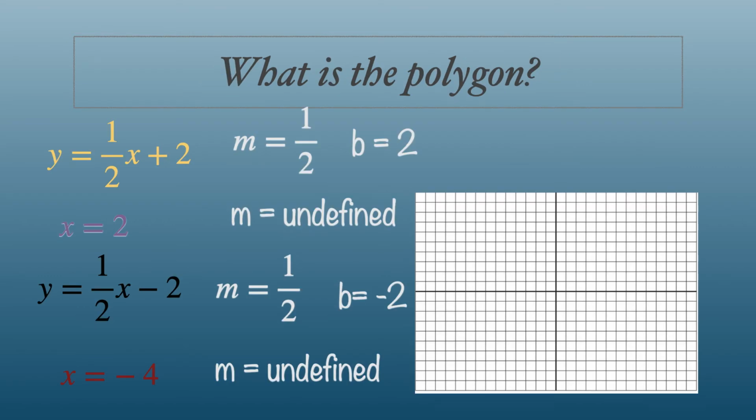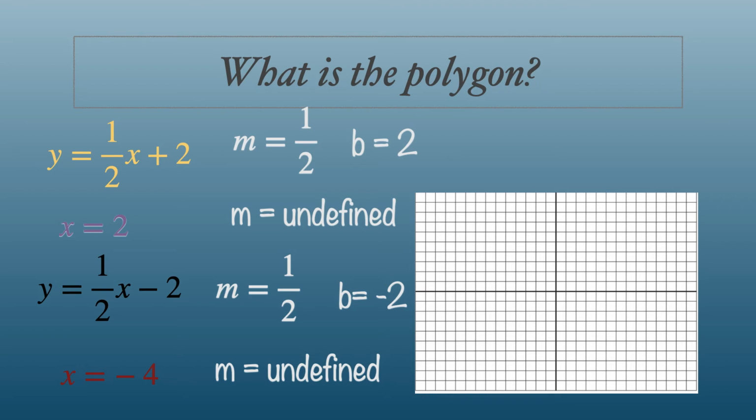All right, so let's look at this. What is a polygon? I have here 4 different equations, and I have color-coded mine, and if you are taking notes on this, I would suggest you also color code yours, whether you do it exactly my colors or a different color. That's entirely up to you, but I would color code them. So I was given these 4 lines: y equals 1/2 x plus 2, x equals 2, y equals 1/2 x minus 2, and x equals negative 4. I went ahead and told you on each one what the slope and the y-intercept were.